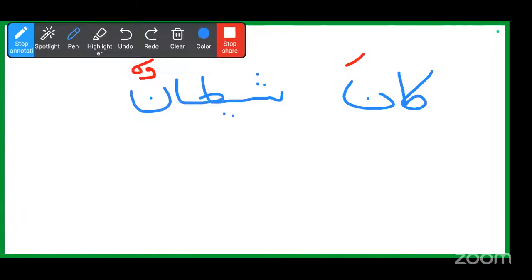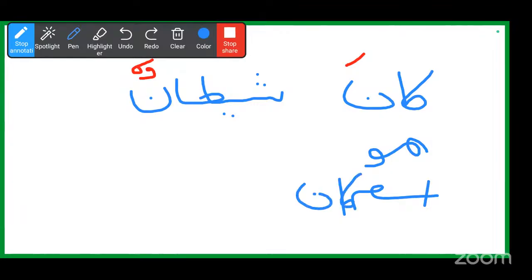Huwa is the ism of kana, and shaitan is the khabar of kana. So we have to put alif, shaitanan. Is the ism of kana getting it marfu? No, wrong.